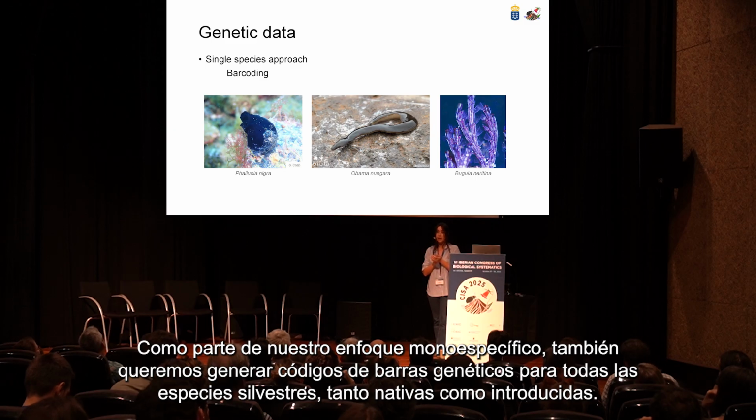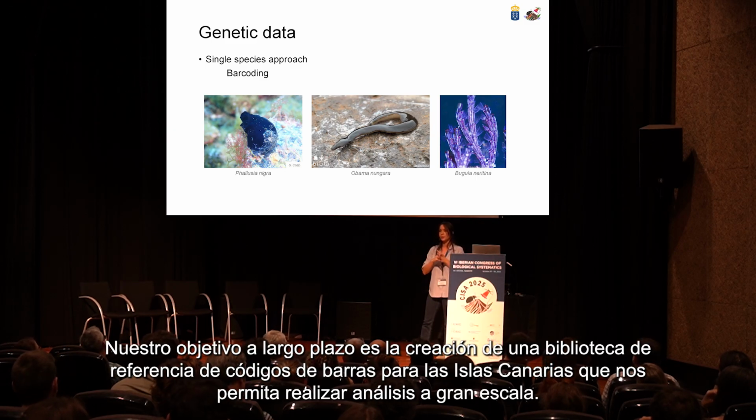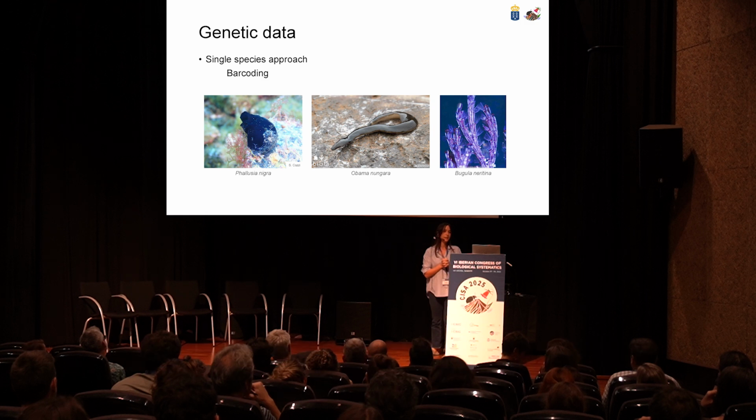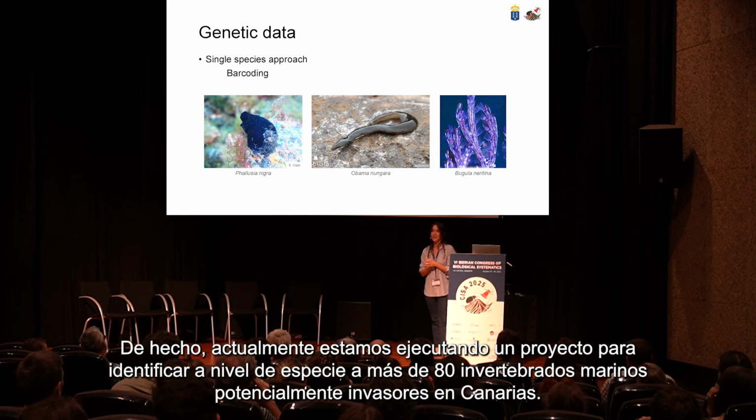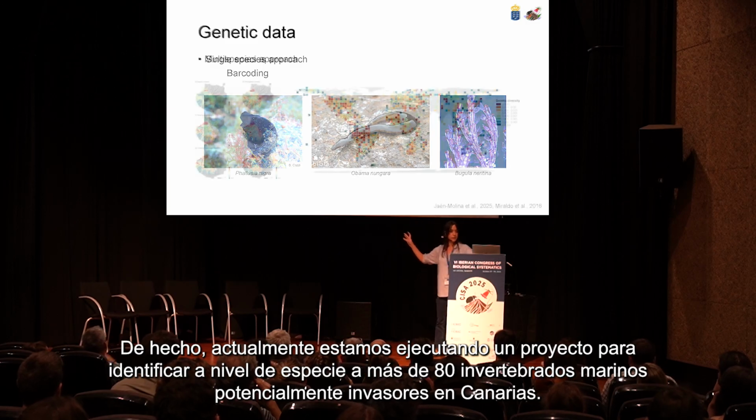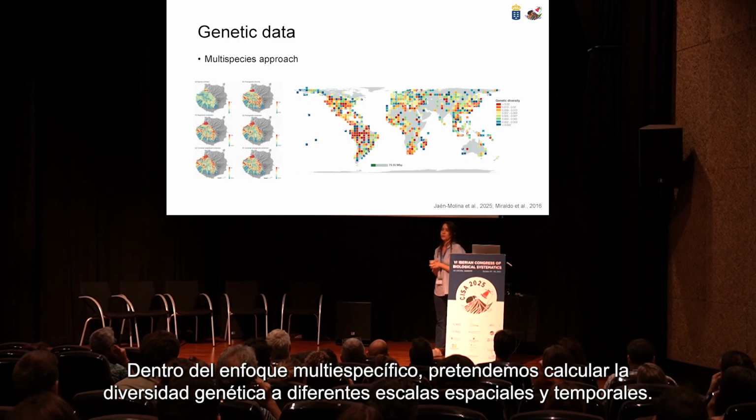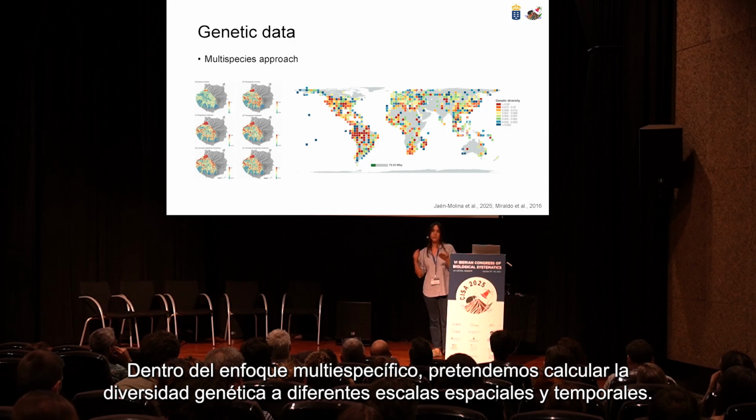includes native and invasive species, with the final aim to build a reference library of barcodes for the Canary Islands that then we can implement in landscape analyses. So another example is that we are currently doing an analysis to identify to the species level 80 putatively invasive marine invertebrates. So moving on to the multi-species approach, our objective is to calculate genetic diversity at different scales.